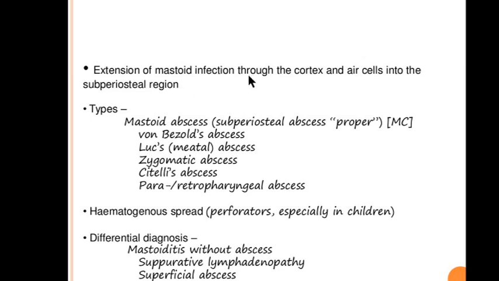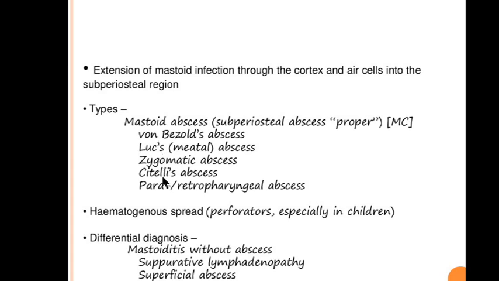So extension of mastoid infection through the cortex and air cells into the subperiosteal region. So what is the meaning? Please, whenever you're coming across these kinds of terms, try to break them. Subperiosteal. Periosteum, sub, beneath the periosteum. So the infection has now breached, it has formed an abscess, the mucoperiosteum is gone, bone has eroded, it is now going out. Mastoid abscess.